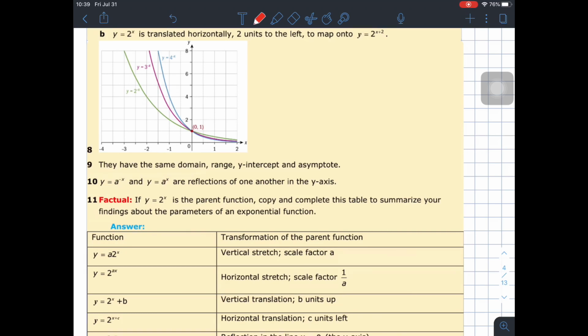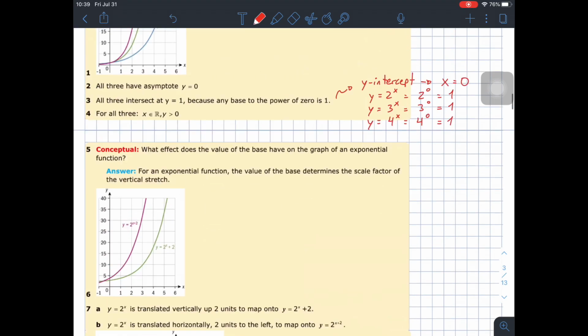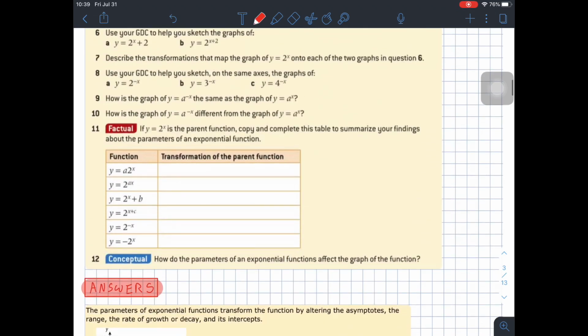So I can add what I just said. Y equals a to the power of negative x is an exponential decay, and y equals a to the power of x is an exponential growth. That's another difference.